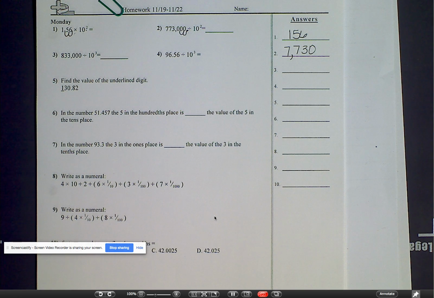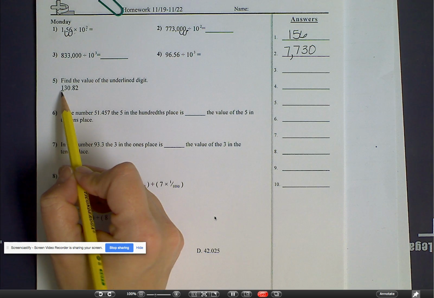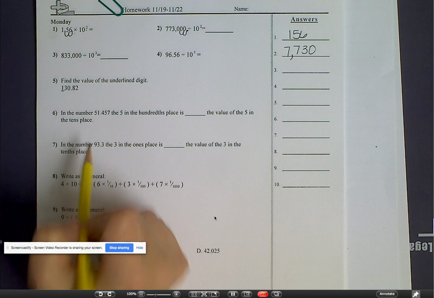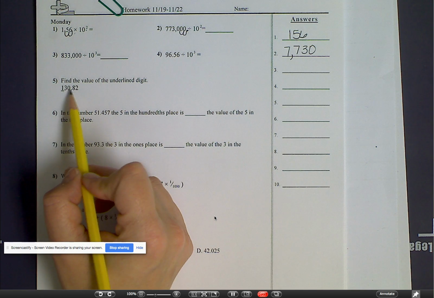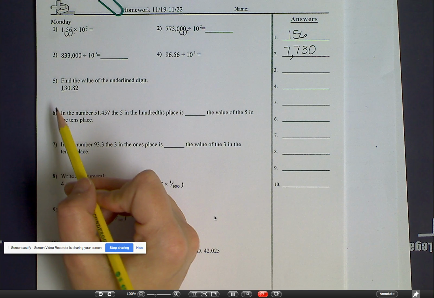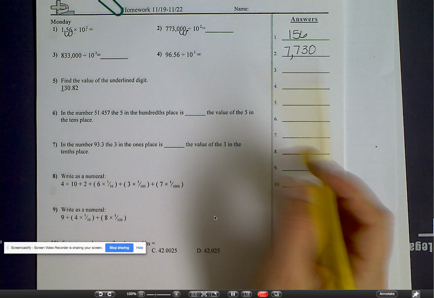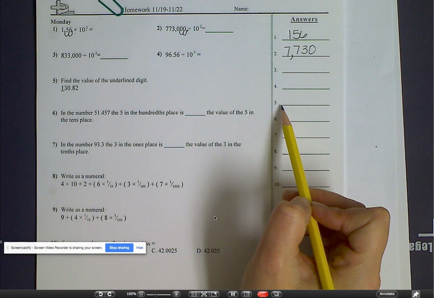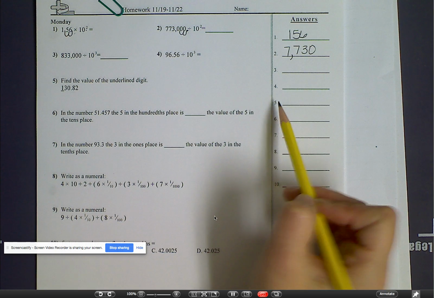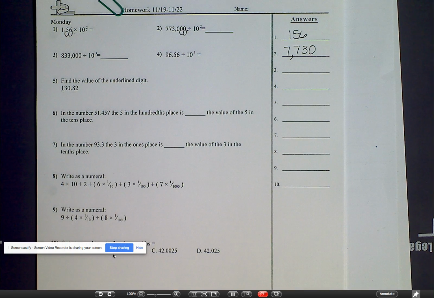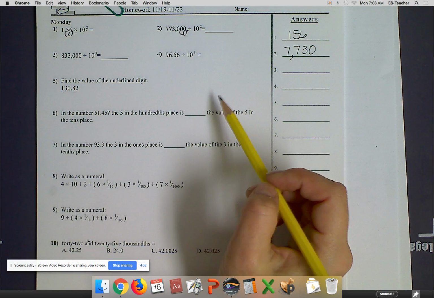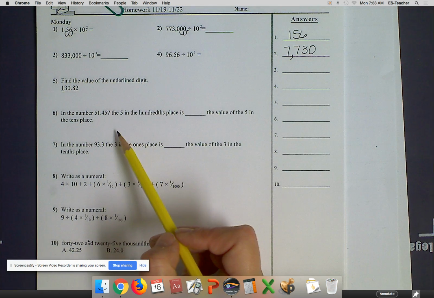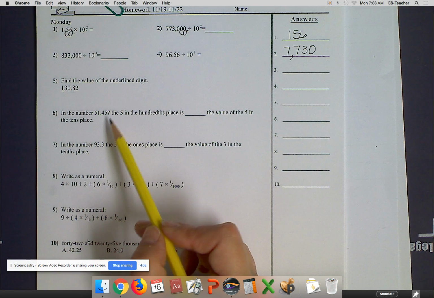Number 5, find the value of the underlined digit. How much is that 1 worth in that problem? Is it worth 10? Is it worth just 1? Is it worth 100? So you write that on the line on number 5, how much is that worth? And I'm not going to give you the answer because that's something that we've been going over and over and over.